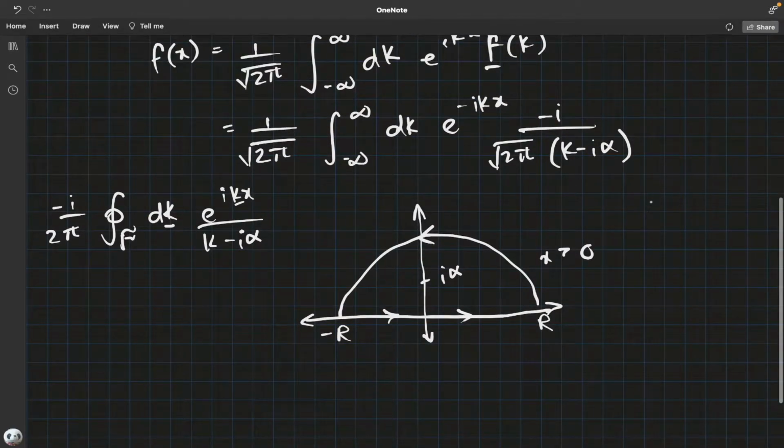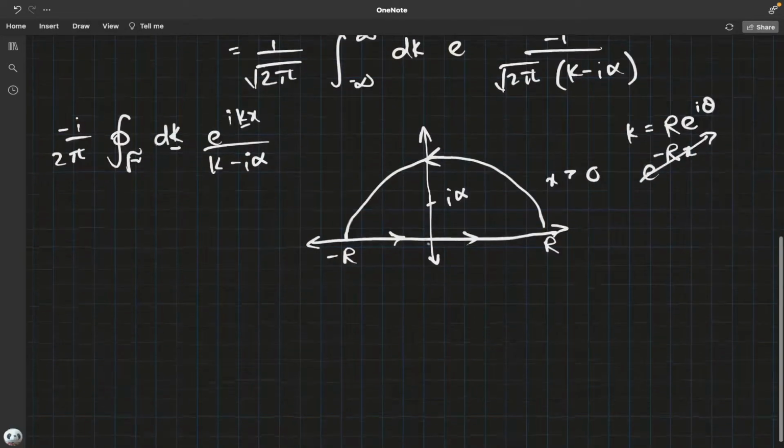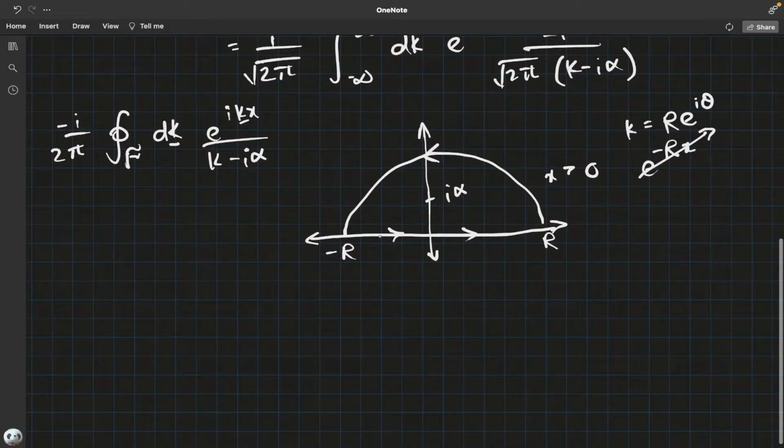Because if you remember what we used to do, k is going to be r e to the i theta on the top bits. And we want to use our Jordan's lemma on top. We're going to have something like this on top. So if x is positive, that's when this top term will decay on the semicircle. If you don't understand what I'm talking about, just watch the previous videos. You'll piece it together.